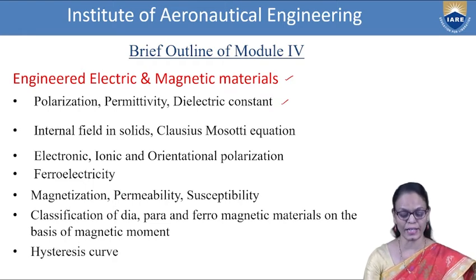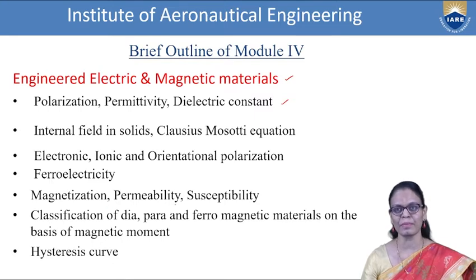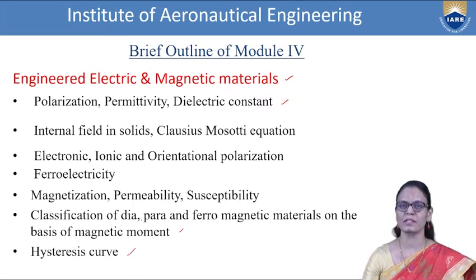Then the next one is internal field in solids and the Clausius-Mossotti equation. Then electronic, ionic and orientational polarization. Then ferroelectricity, magnetization, permeability, susceptibility; all these will come under the definitions. Then the classification of materials into dia, para and ferromagnetic on the basis of magnetic moment. And the last one is the hysteresis curve. So we will discuss the definitions related to all these topics now.